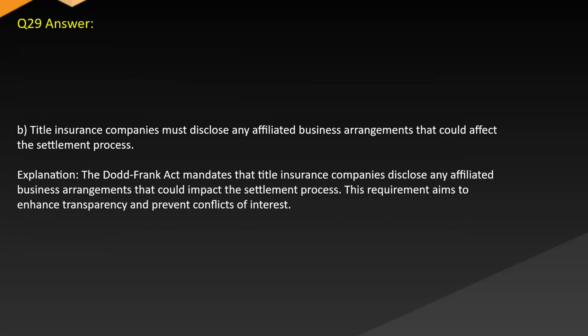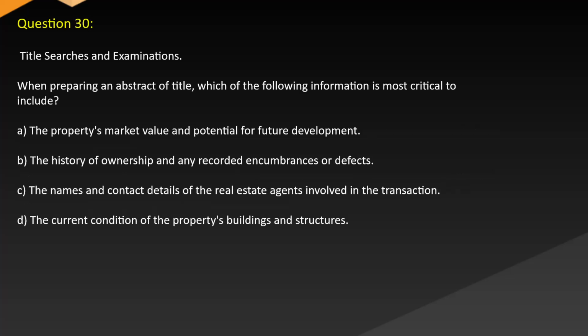Answer: B. Title insurance companies must disclose any affiliated business arrangements that could affect the settlement process. Explanation: the Dodd-Frank Act mandates that title insurance companies disclose any affiliated business arrangements that could impact the settlement process. This requirement aims to enhance transparency and prevent conflicts of interest. Question 30. Title searches and examinations.